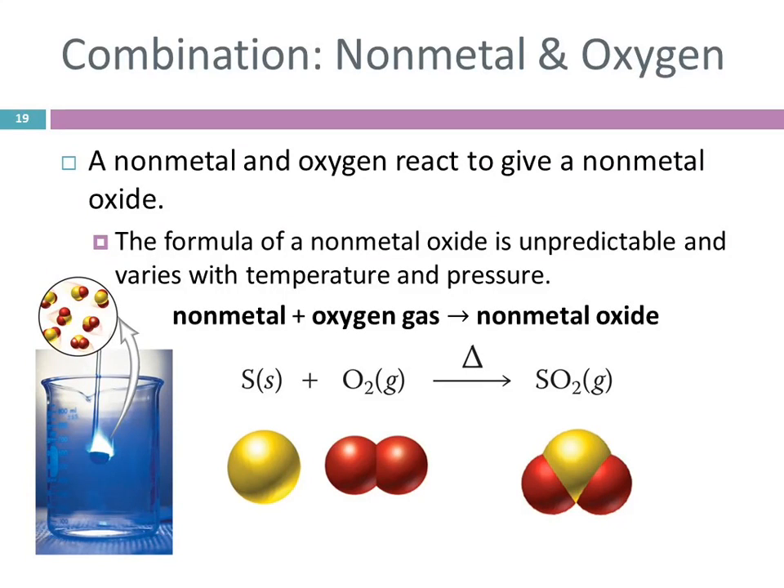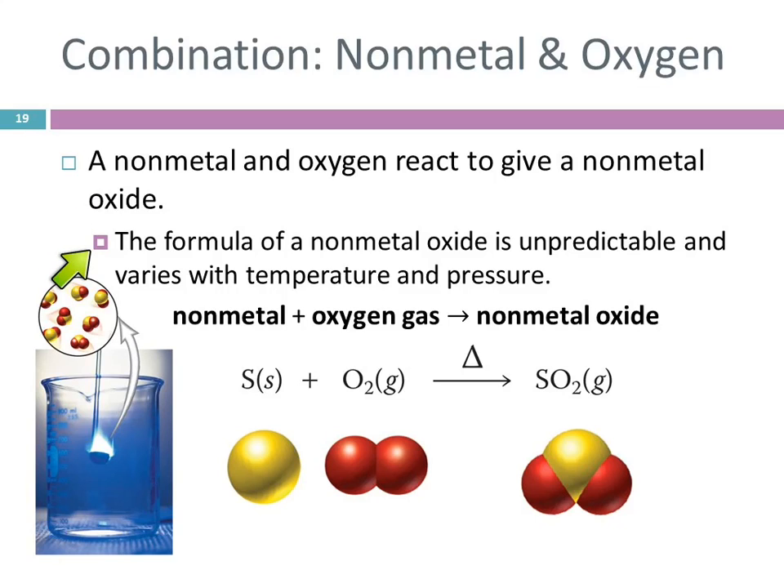We've been talking about types of reactions, and the first type of reaction was a combination. Combination reactions are characterized by two or more reactants combining to form only one product. Within combination reactions, there are different types or subcategories. So here's the second one, a nonmetal reacting with oxygen. When a nonmetal reacts with oxygen, you get a nonmetal oxide.